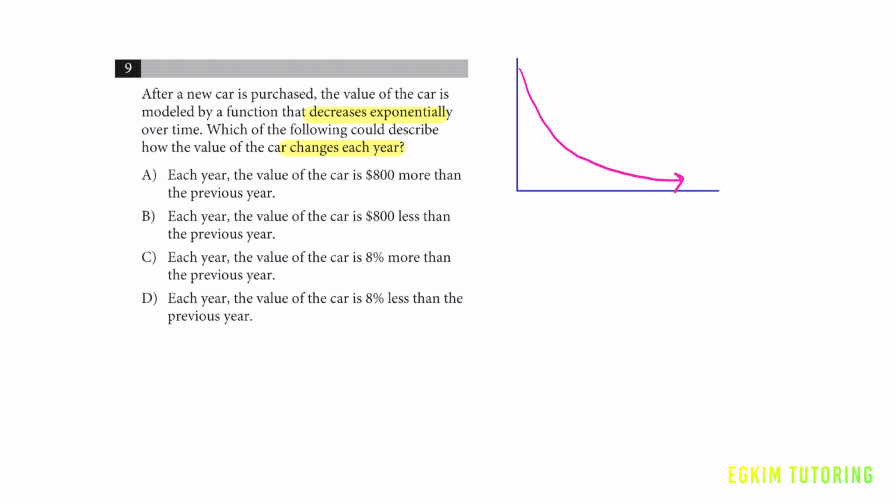If you read answer A, it says each year the value of the car is $800 more than the previous year. So this is a very specific amount, so you can eliminate that. And also answer B says the same thing, except it's $800 less. So let's get rid of answer B. Answer C says each year the value of the car is 8% more than the previous year. And then answer D says each year the value of the car is 8% less than the previous year. So we're looking for an answer where it's saying that the amount keeps decreasing, and that would be answer D because it says that it's 8% less than the previous year.